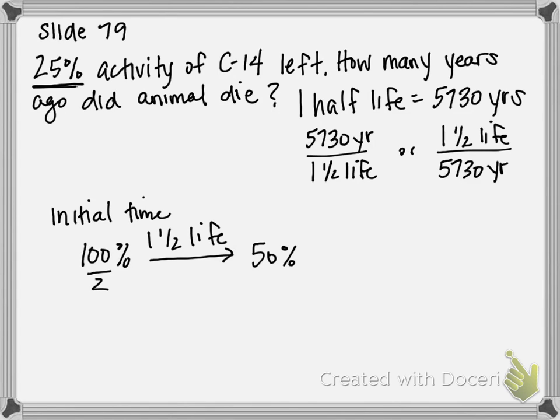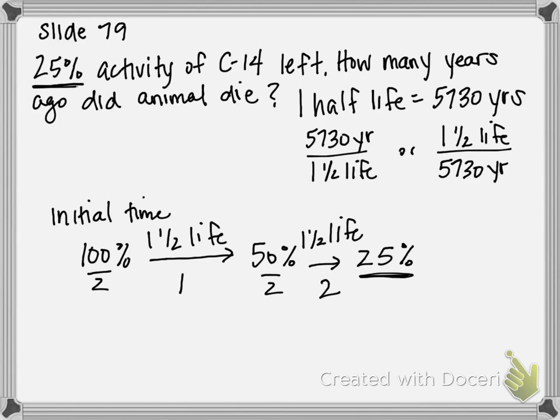And let's say another half-life passed. We have 50%. We divide that by 2 and we get 25%. So we've had two half-lives passing to get to this 25% activity stated in our problem.